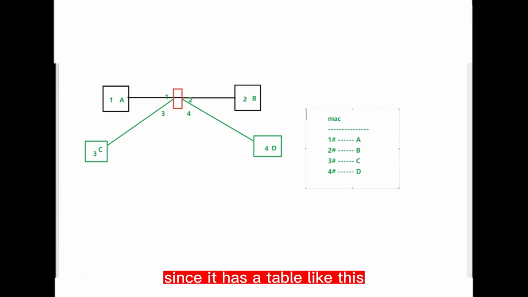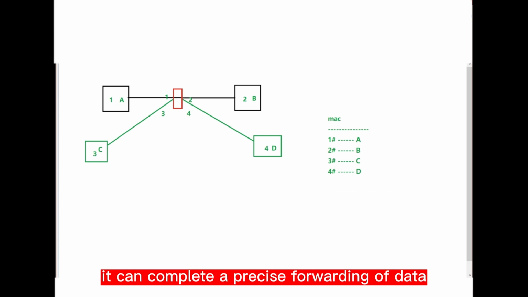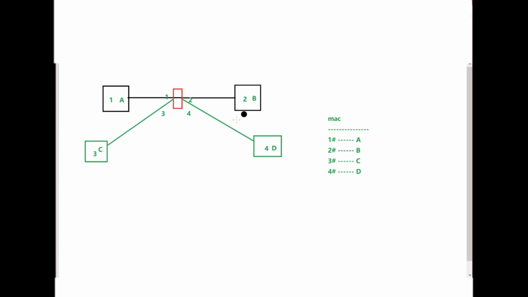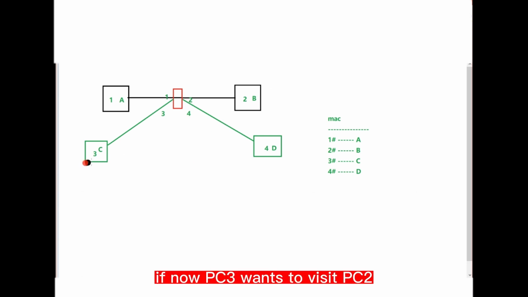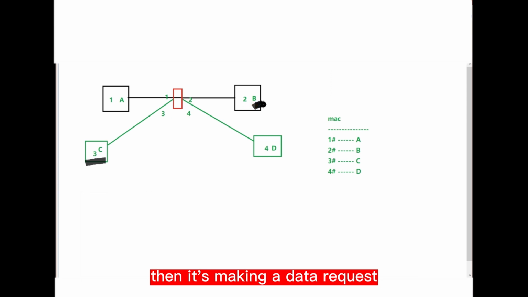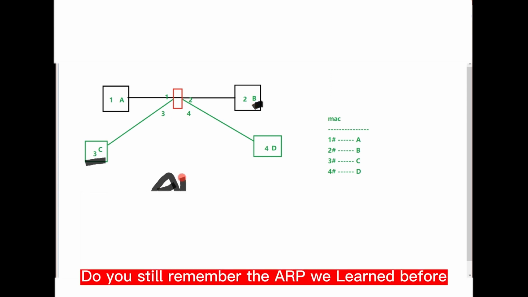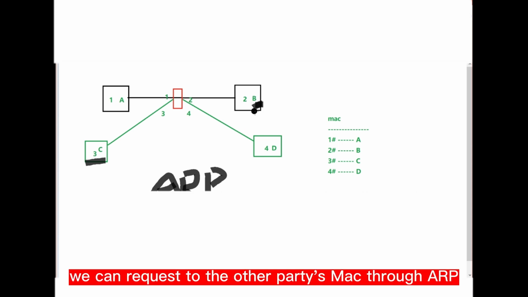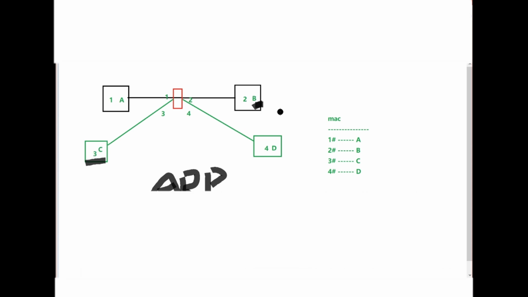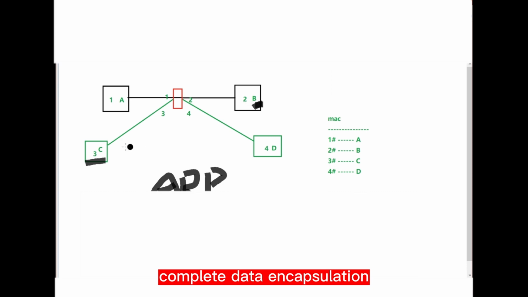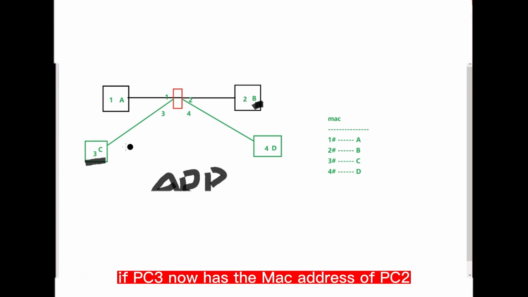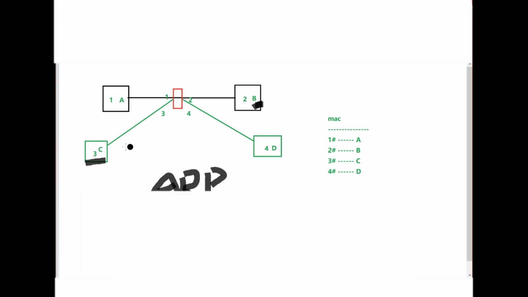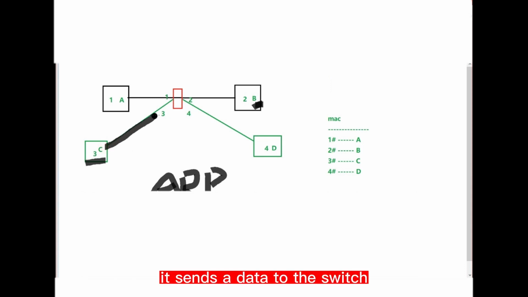Since it has a table like this, it can complete precise forwarding of data. If PC3 now wants to visit PC2, the MAC address of PC2 is B. Then it makes a data request. Do you still remember the ARP we learned before? We can request the other party's MAC through ARP and complete the data encapsulation. If PC3 now has the MAC address of PC2, it sends data to the switch.